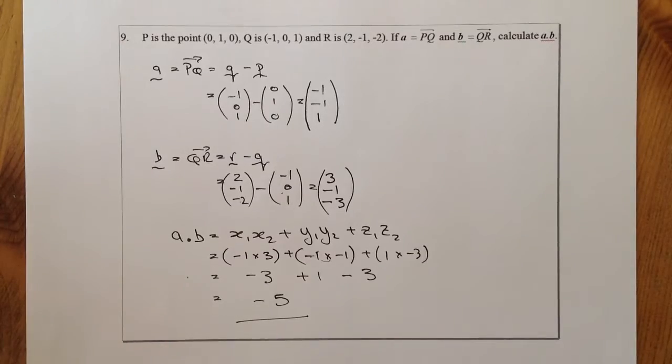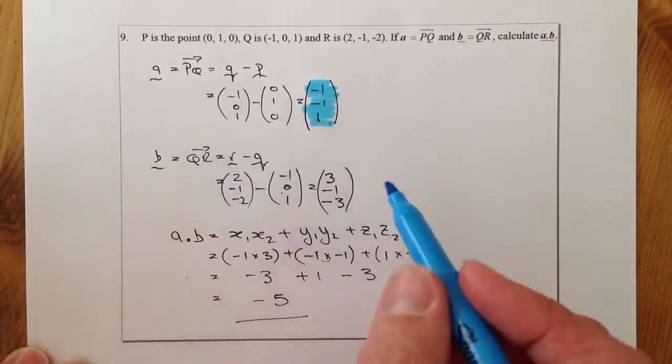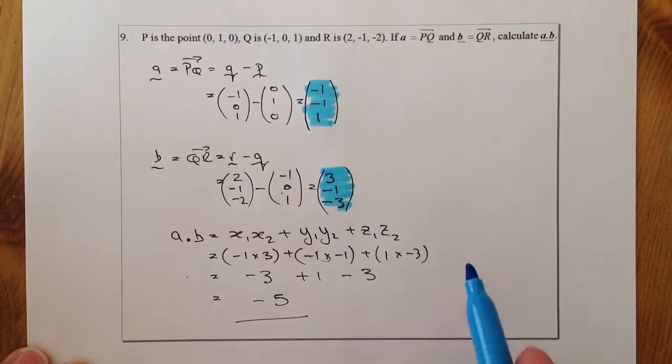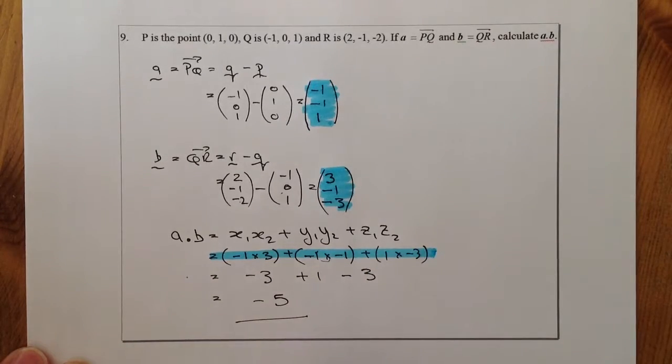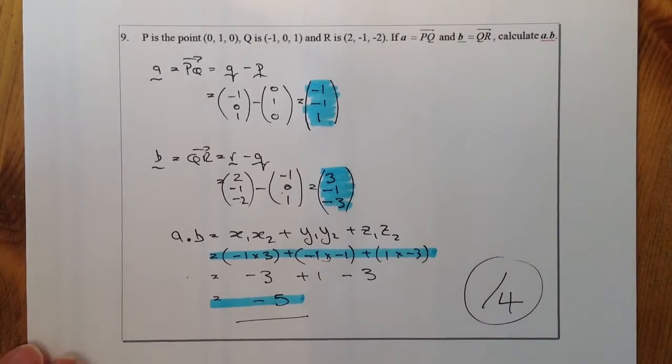Let's look at the marks for this question here. Go for 1 mark for the components of PQ, another mark for the components of QR. I'll go for the scalar product, getting that line set up there, and 1 mark for the final answer. That'll give me marks out of 4.